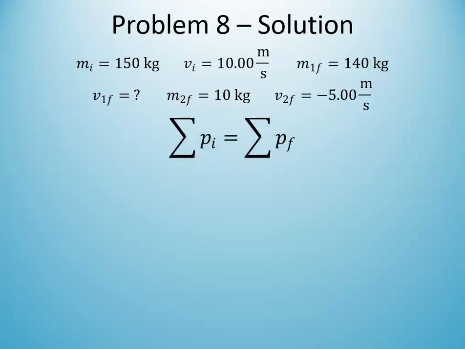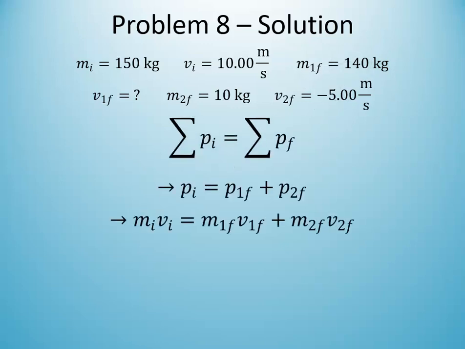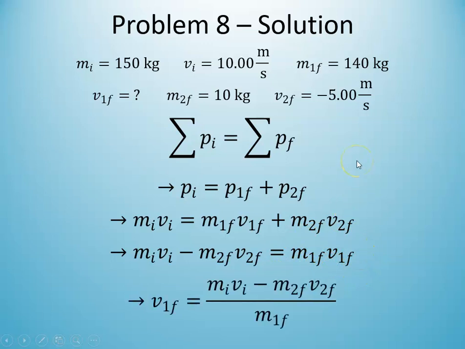Sum of p_i equals sum of p_f. Again, I'm claiming one object initially, so just p initial, and that's p1 final plus p2 final, because of the right side of conservation of momentum. Every one of our p's is an mv, and we're trying to figure out what v1 final is, the mass of the cart plus 8 bricks at the end. So what we're doing is we're trying to get that term by itself. So we subtract off this annoying m2f, v2f term and get that by itself. And then we're going to divide both sides by m1 final.